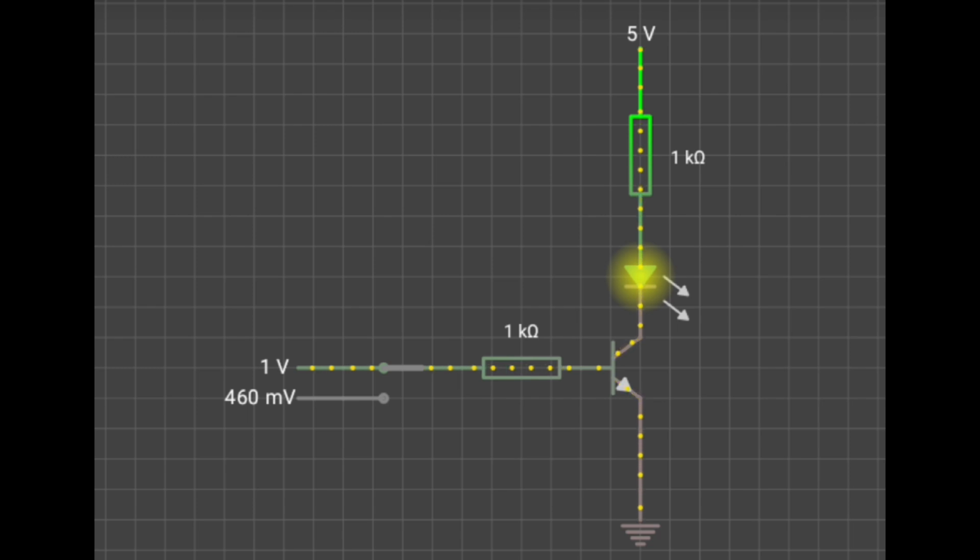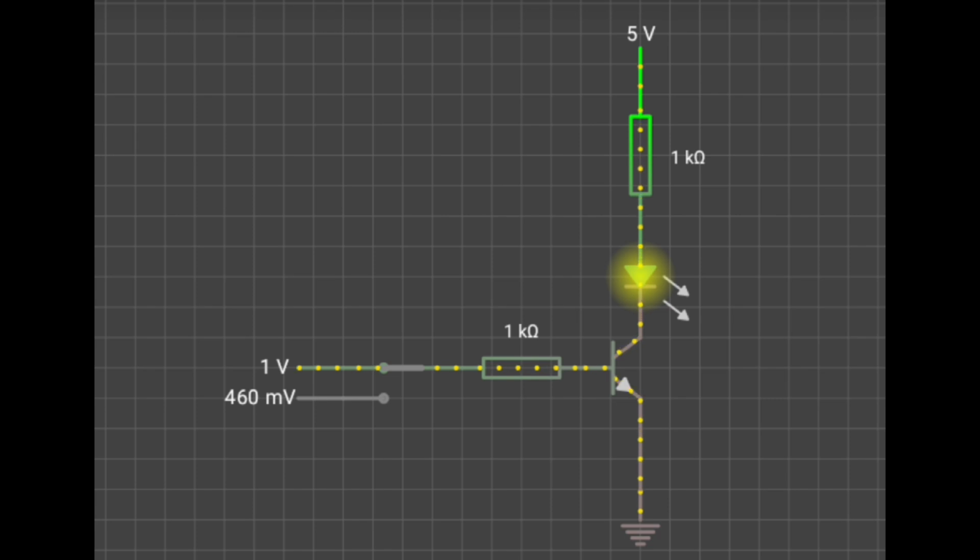Why does a small current control a large current? The BJT transistor acts as a current amplifier. It follows the equation: collector current is equal to beta times base current. Here, beta, also called hFE, is the transistor's current gain, which is usually between 50 and 300. For example, if beta is 100 and the base current is 1 milliampere, then collector current is equal to 100 times 1 milliampere, which is 100 milliamperes. This means a tiny base current of just 1 milliampere can turn on a much larger 100 milliampere current to drive the LED.